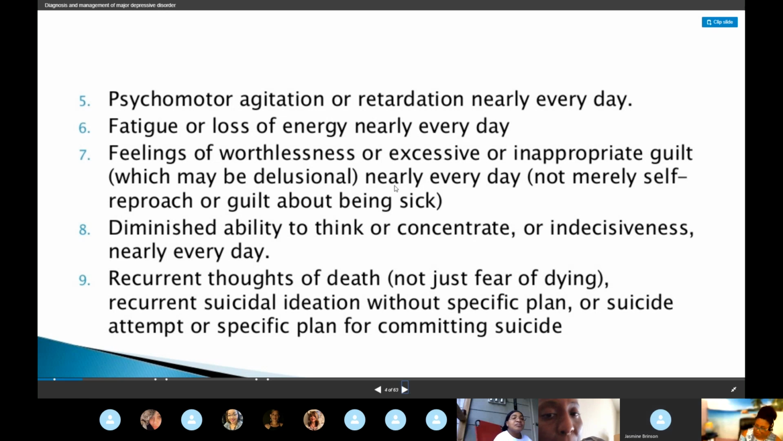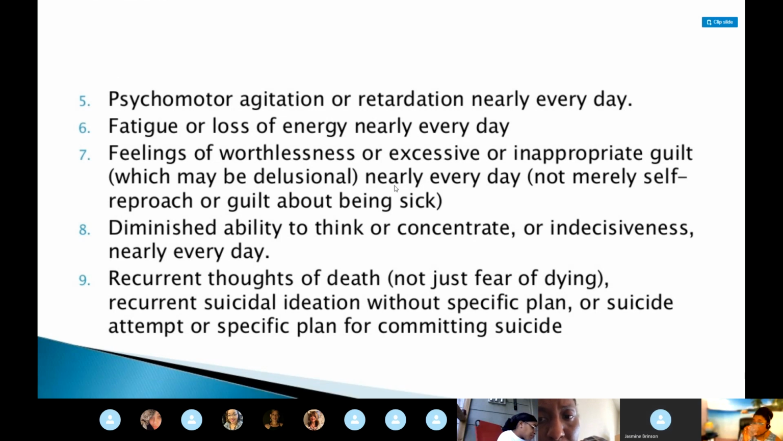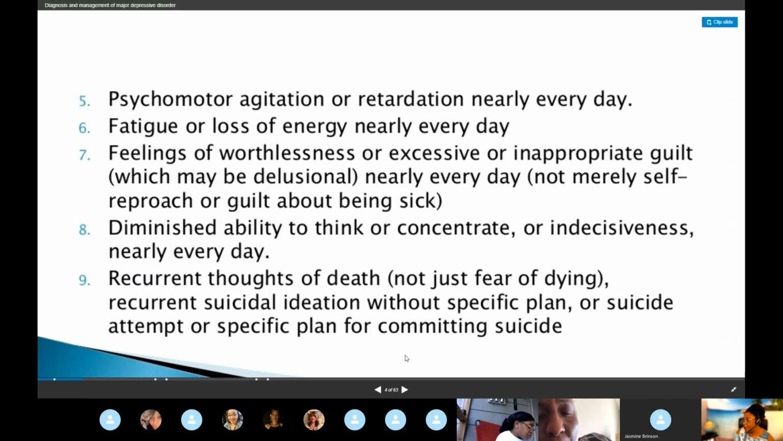Psychomotor agitation. What does that mean? Exactly. The typing, the fidgeting. Exactly. That's my psychomotor agitation. Perfect.